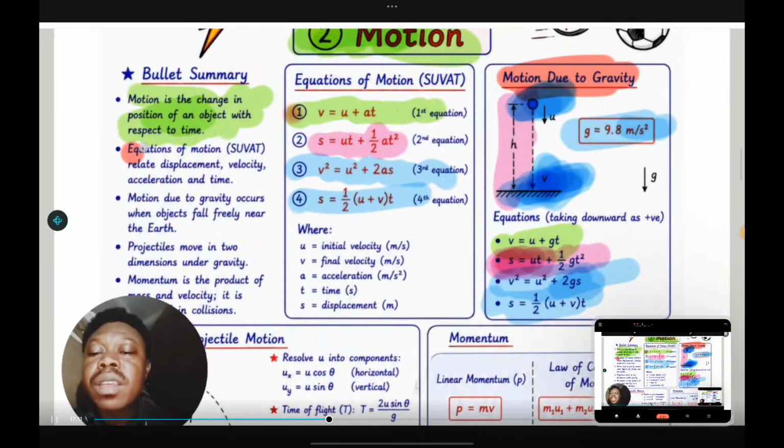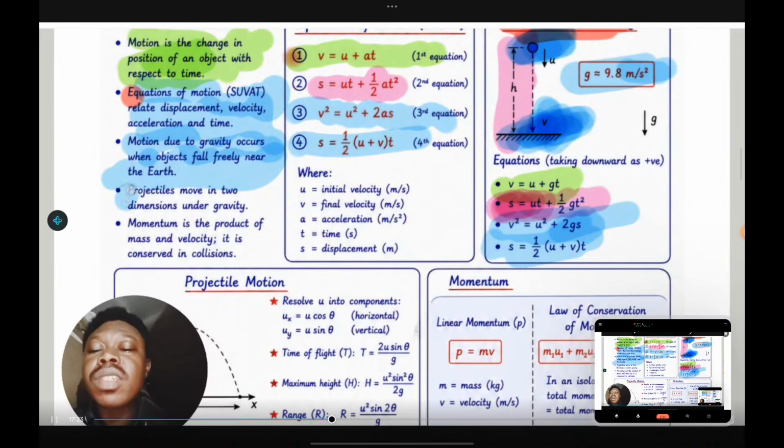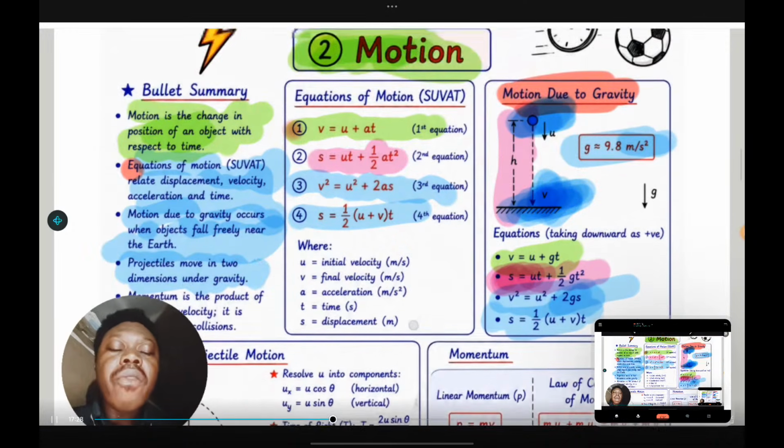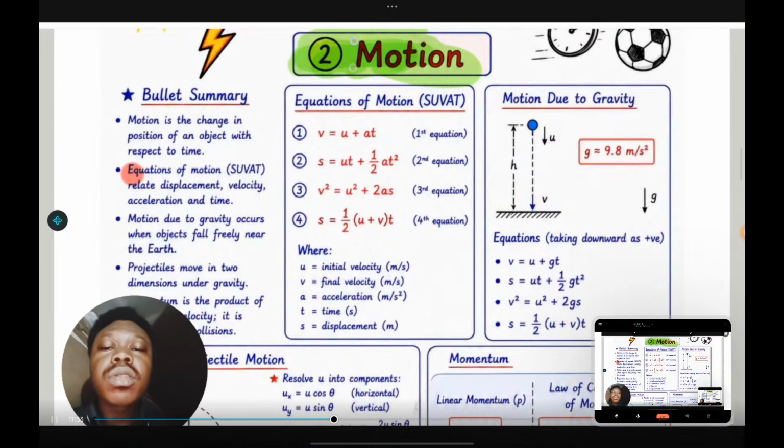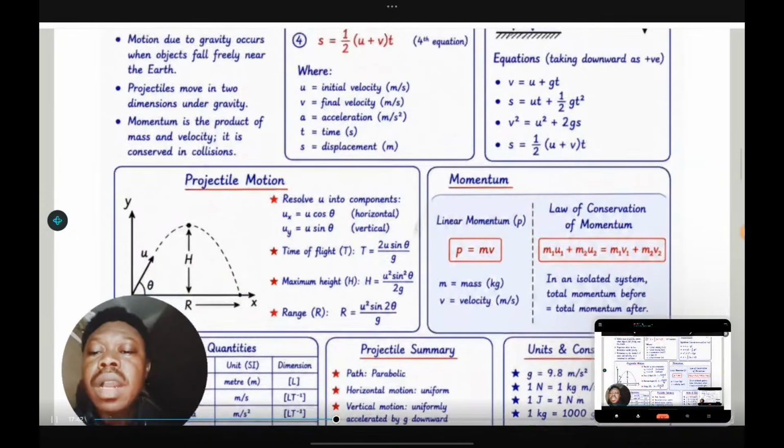Now, if you observe, the equations of motion, SUVAT, relate displacement, velocity, acceleration, and time. Motion due to gravity occurs when objects fall freely near the earth. Then you now see projectile. It moves in 2 dimensions under gravity. For projectile, you are combining linear motion plus acceleration due to gravity. It means that you are combining this and this together to give you projectile. Is that clear? This is projectile motion.